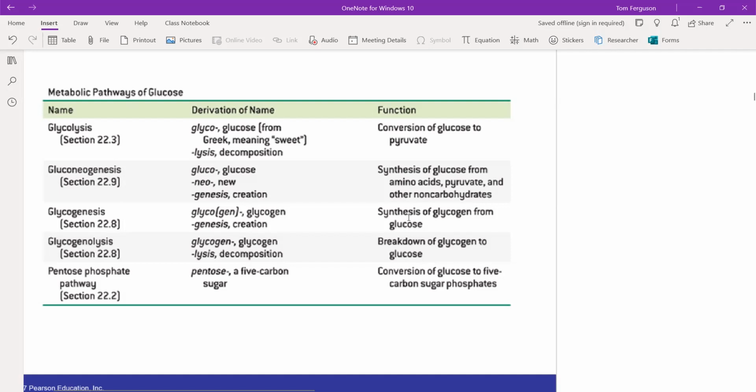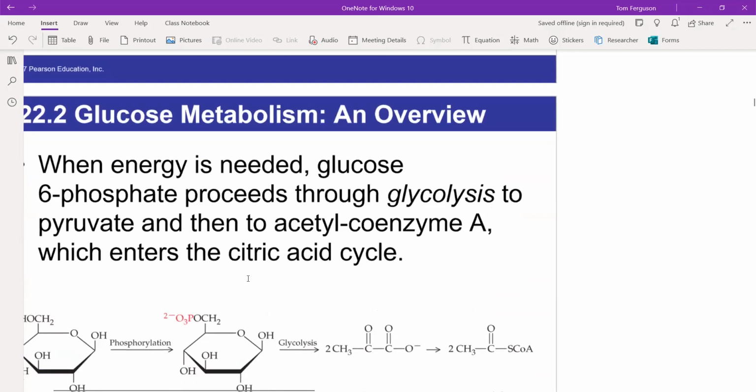Glycogenesis is converting to glycogen. Remember, glycogen looks like an amylopectin. It's a branched starch, and it'll take that glycogen down to glucose. Glycogenolysis is when you convert the glycogen, a breakdown of glycogen to glucose. So there's a buildup of glycogen and breakdown of glycogen. And then there's a pentose pathway as well. We're not going to talk a lot about that, but basically, when we need 5-carbon sugars, phosphates, that's the pathway that is used. Okay.